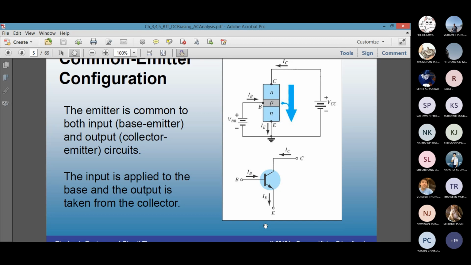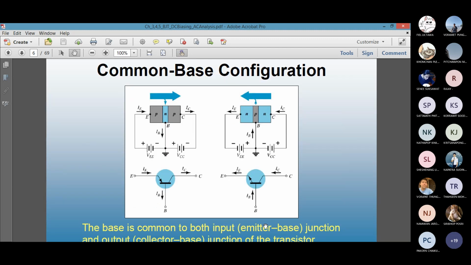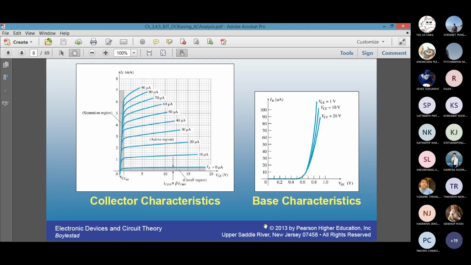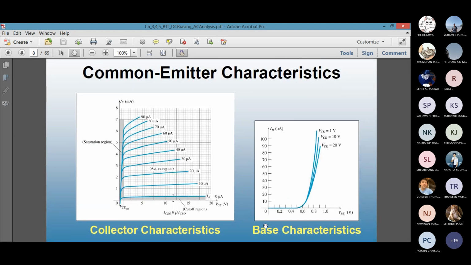If the arrow is going inside the body at the emitter terminal, that is PNP, and all the current directions will be changed. IE equals IB plus IC. It is also following the Kirchhoff's junction rule or the Kirchhoff's current rule, which says the current going out equals the current coming in at a junction. These are the other configurations. You have two characteristics. You have the graph on the right hand side and you have graph on the left hand side.